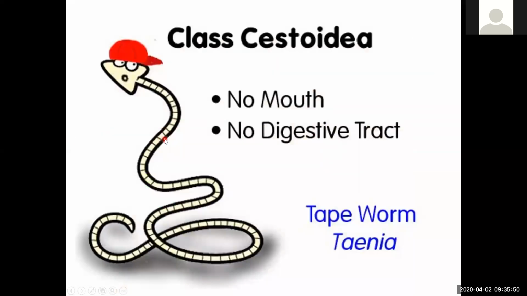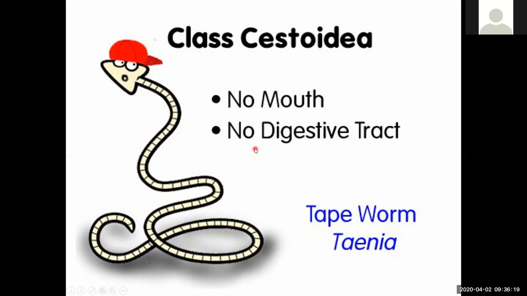The final class in this group is class Cestoidea, and there are a number of ways to spell this throughout the known world. This one does not have a mouth, even though it looks like it. It has absolutely no digestive tract, so this one is different from the other two, as in having absolutely no mouth. We know this as tapeworm or taenia.